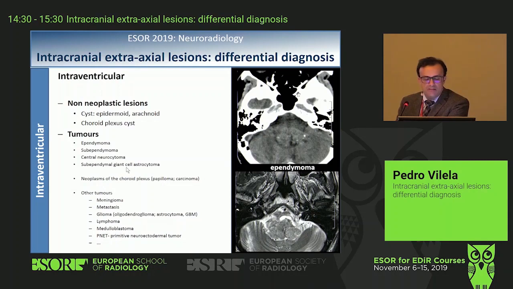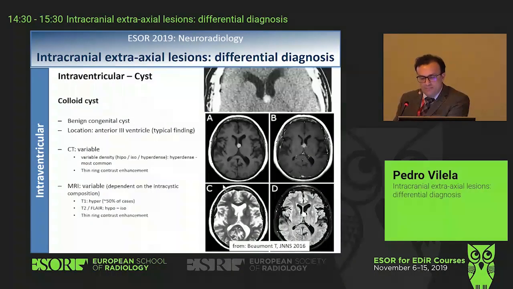The subependymal giant cell astrocytomas also may appear. They are associated with phacomatosis and neoplasms of the choroidal plexus, papilloma and carcinoma of the choroid plexus, typical also from pediatrics. Then you have many other tumors that can have an intraventricular location. Typical findings, because they are very common, is like this.